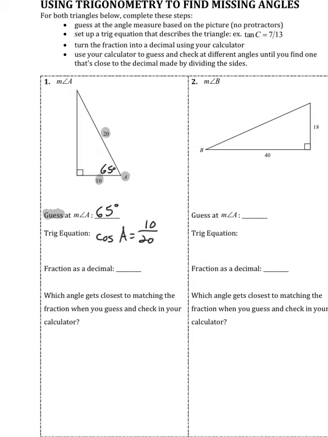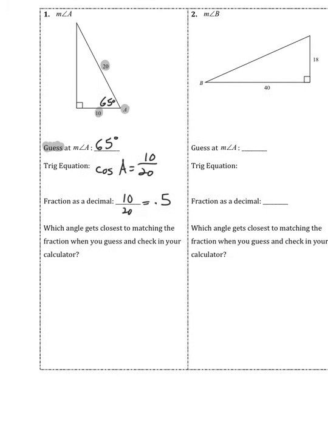And then it says write the fraction as a decimal. So I want to do 10 divided by 20. And that's like 1/2, or it's 0.5. So I want to now figure out which angle gets closest to the matching decimal when you guess and check in a calculator. So I want to try a few different things. I'll start with my 65 degree guess. Try cosine of 65 in your calculator and see what you get. And if I do that, I get 0.42. So not quite correct.